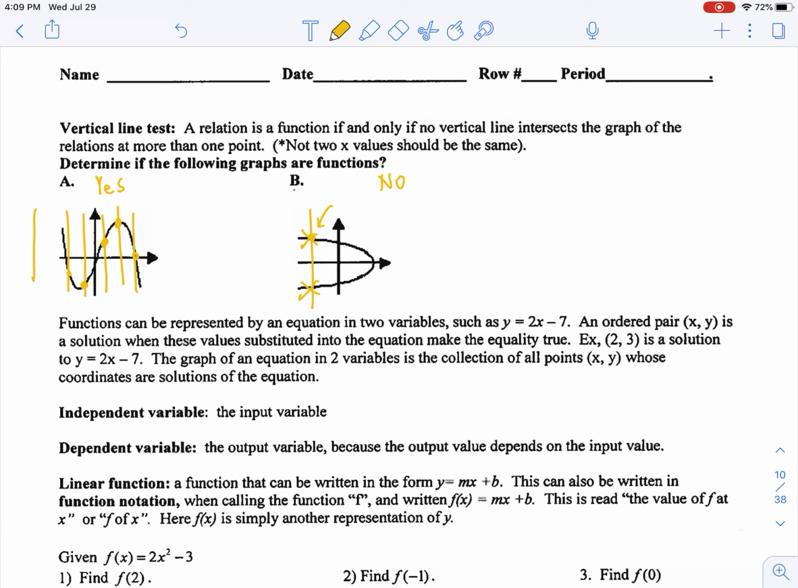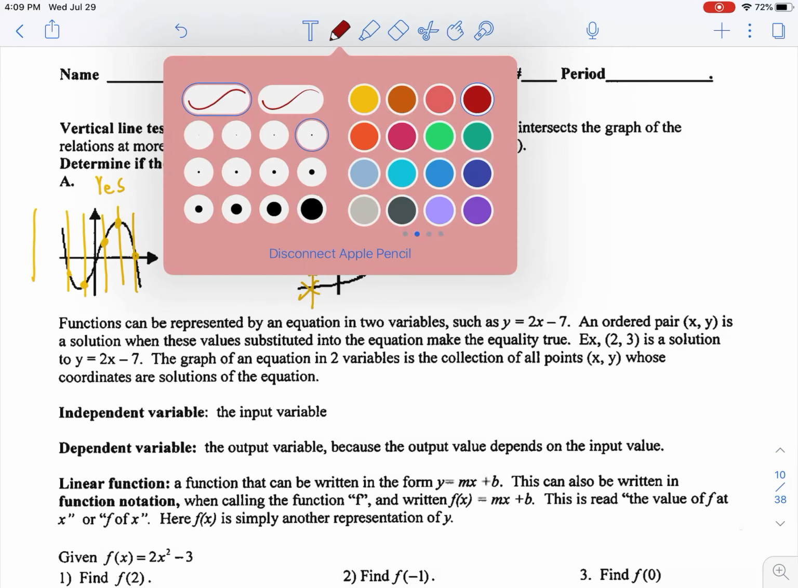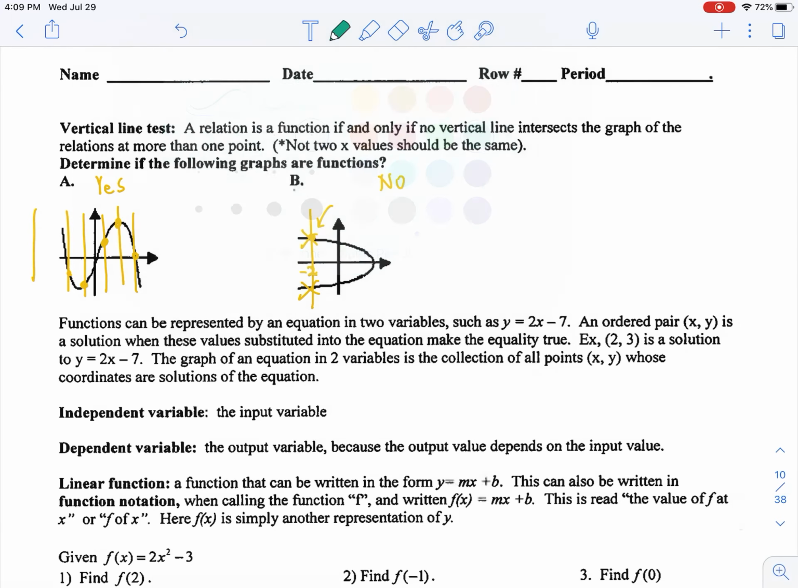And the reason why is, if you think of that coordinate point, let's imagine that the x value is negative 2, and the y value is positive 3, and this y value is negative 3. We see that the x values are the same for those two coordinate points. So therefore, by that definition, this is not a function.